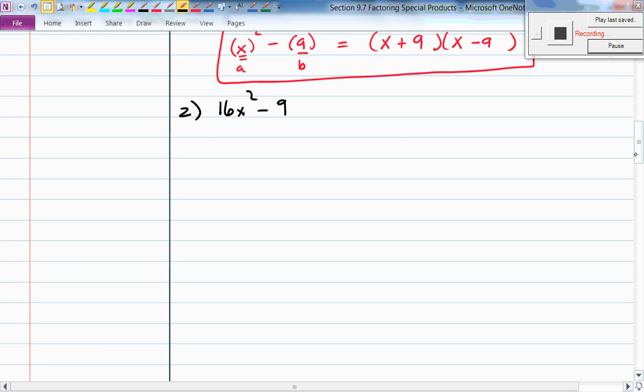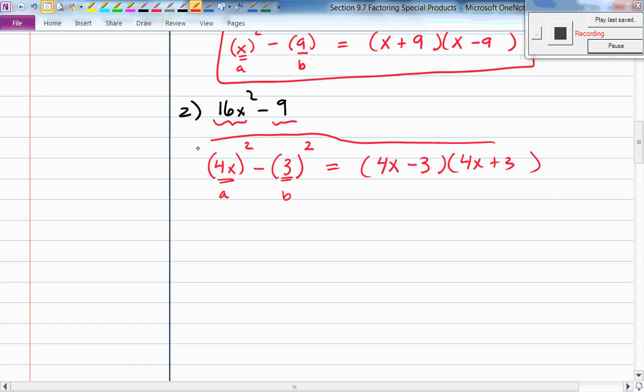Okay? First, what number are you squaring here? What number do I square to get 16x squared? 4x. This is the part that everybody doesn't see, that it's a 4x all squared. Because 4 squared is 16 and x squared is x squared. Minus, what number do I square here to get 9? 3 squared. So the a part is going to be the 4x, and the b part is going to be the 3. So what is my answer going to factor to? 4x minus 3 and 4x plus 3.